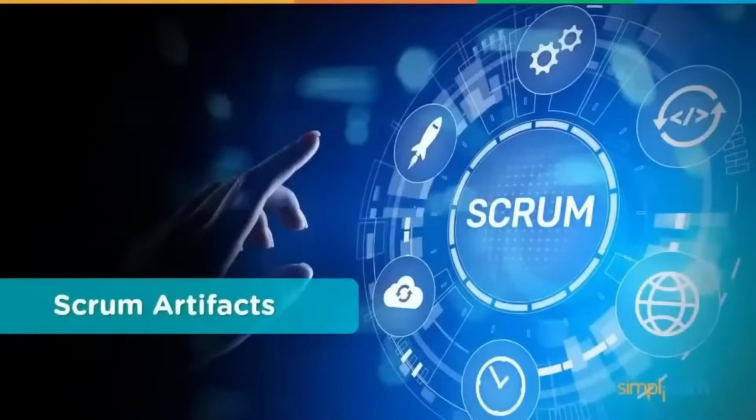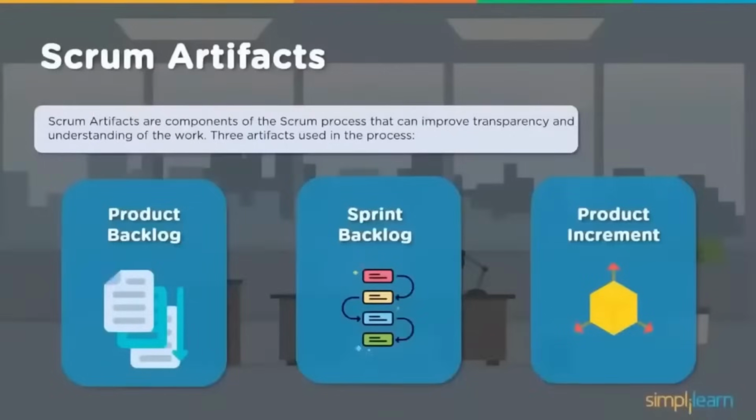So there are certain artifacts to look at when it comes to Scrum. So let us look at that. Now we speak about the artifacts, which are the components of the Scrum process that can improve transparency and understanding of the work. There are three artifacts mainly, which we call the product backlog, the sprint backlog, and the product increment. Let us see what each one is, one by one.